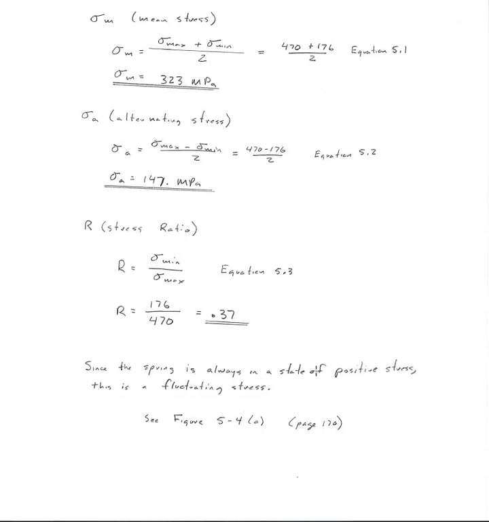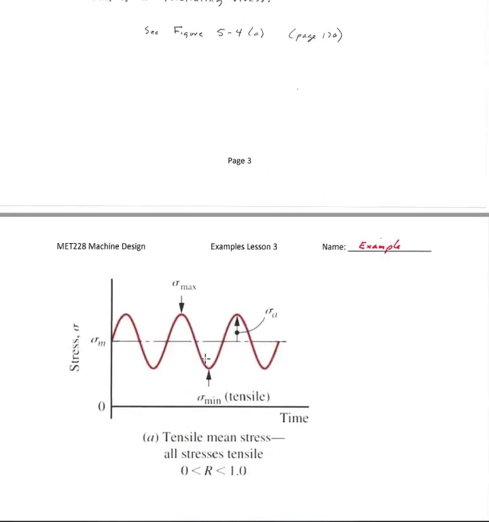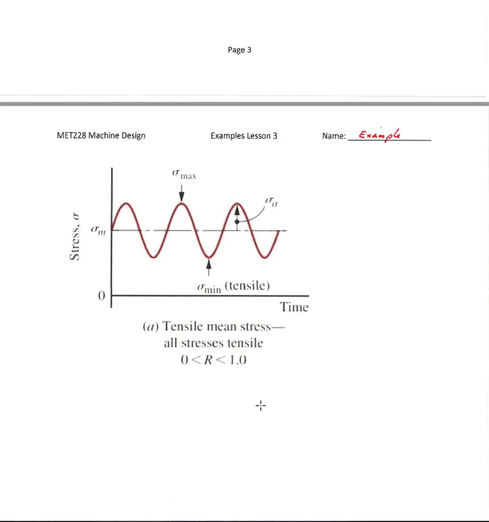Since the spring is always in a state of positive stress, this is called a fluctuating stress. You'll see that in figure 5.4, and here's what it would look like. You have a stress ratio that's somewhere between 1 and 0, which means that if we plot our stress versus time, we have a stress that fluctuates between a minimum positive stress and a maximum positive stress. It's all positive because it's above this 0 here.